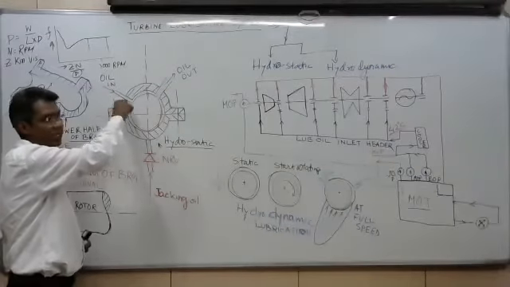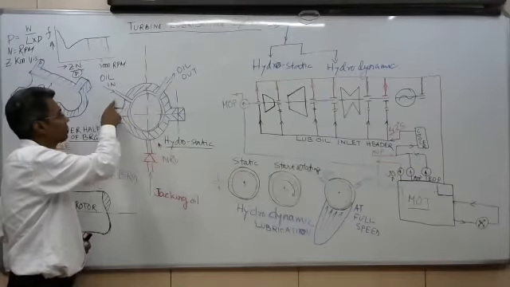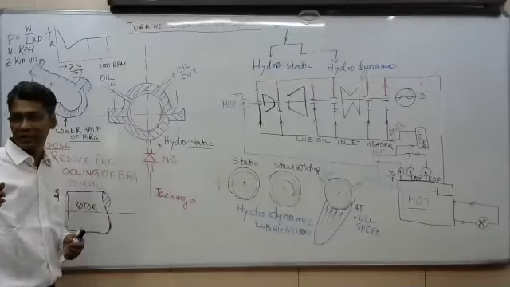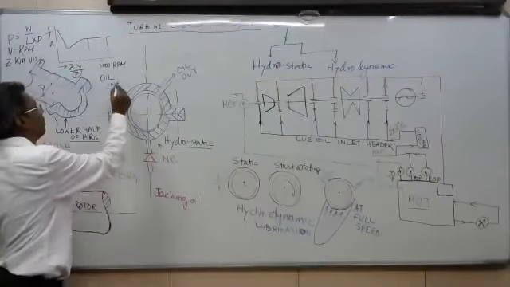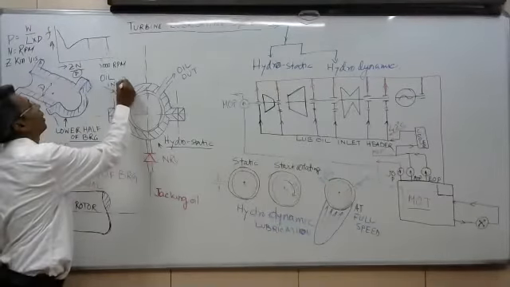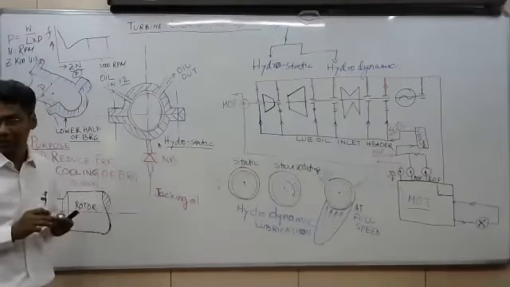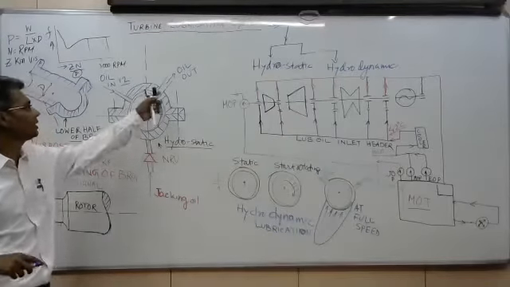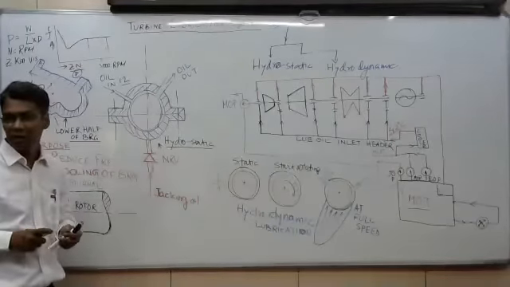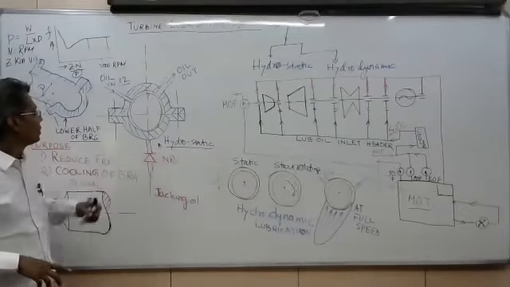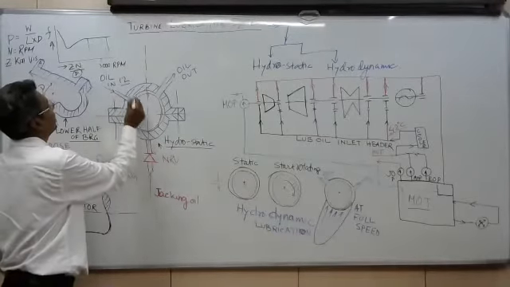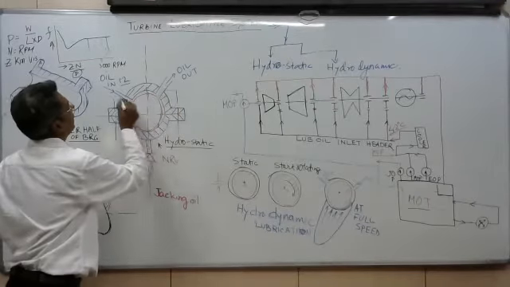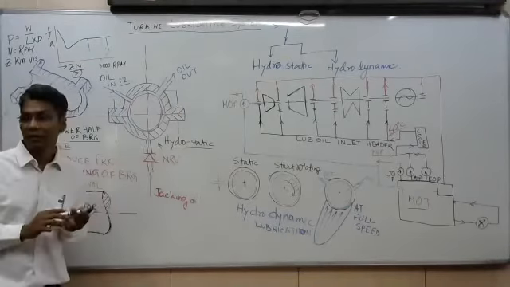In the inlet line, pressurized oil is given. Suppose the oil pressure is 1.2 kg, or 1.3 kg, and it is coming out freely. Now we can see this is the inlet height, this is the outlet height. A little bit of difference is there.